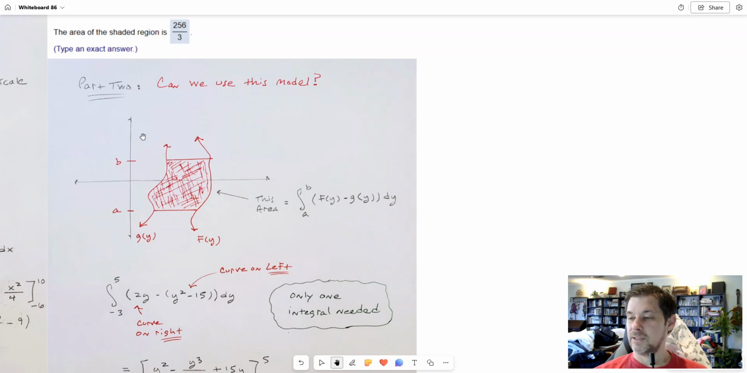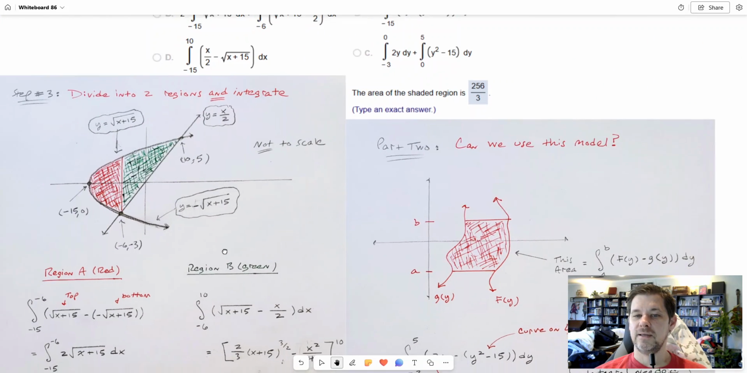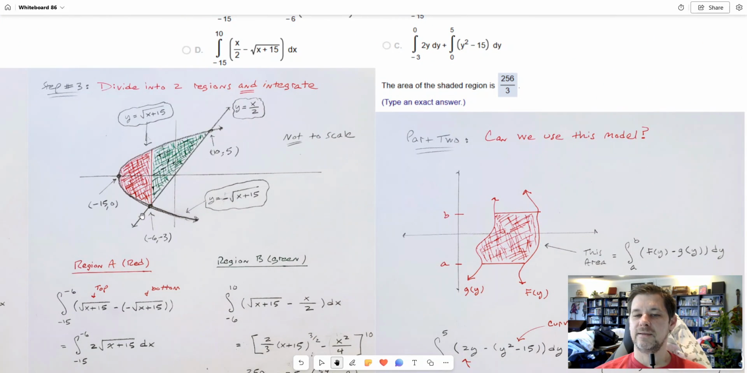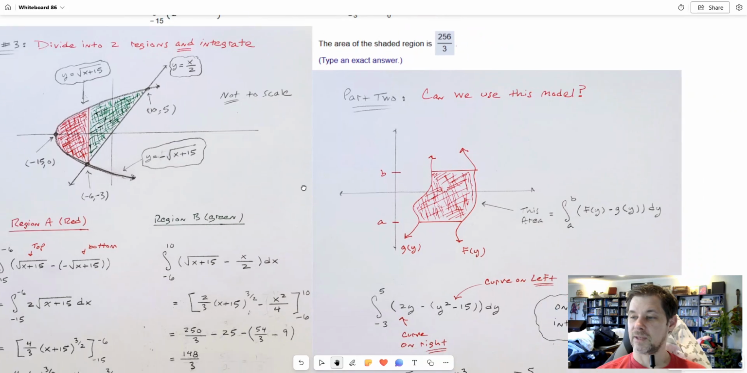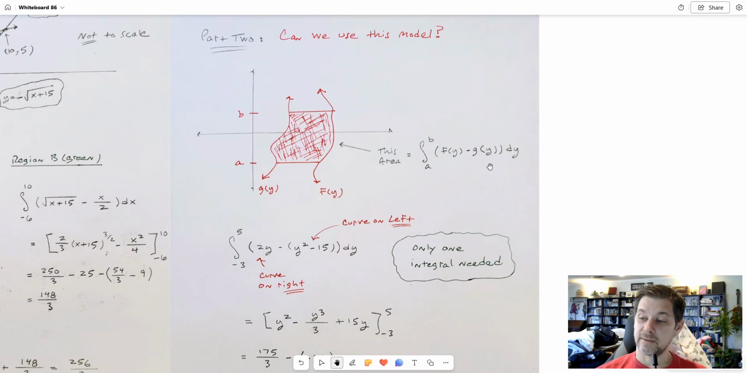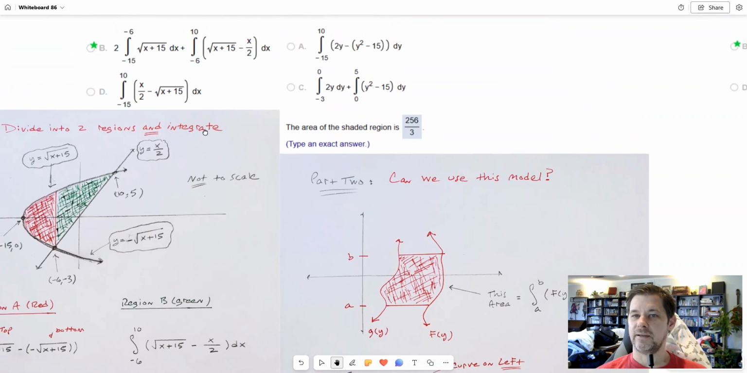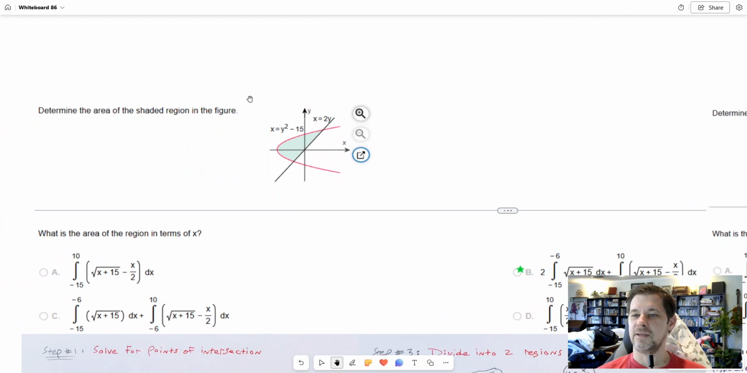Now, I think this one's easier because as this picture is, this line is entirely to the right of this parabola throughout the whole region. So look, I could say the line on the right, parabola on the left, and that would go from -3 on the y-axis up to 5 on the y-axis. Okay, now these would be functions of y in this case, meaning their equations would be in terms of y.